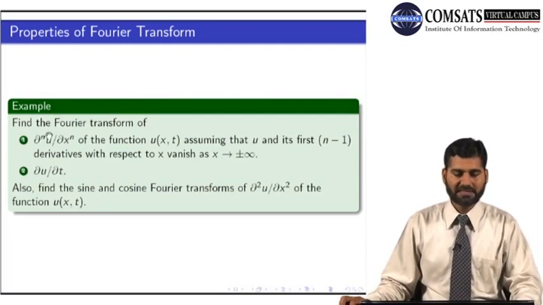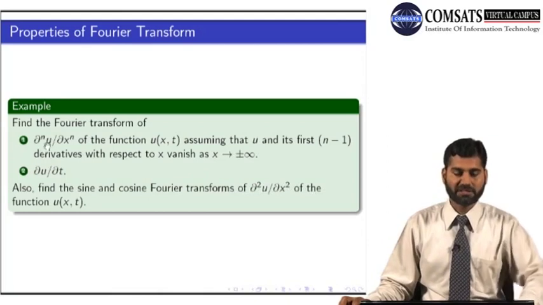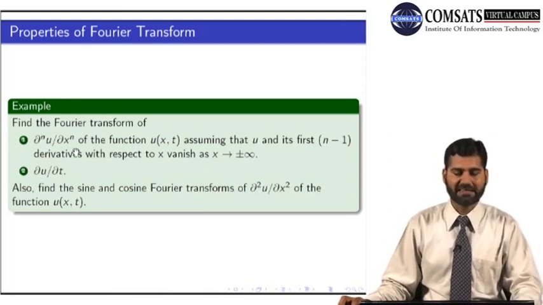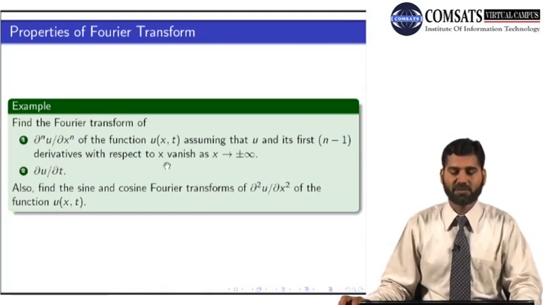Let's see an example. Find the Fourier transform of partial n u by partial x n of the function u(x,t), assuming that u and its first n minus 1 derivatives with respect to x vanish as x goes to plus minus infinity.